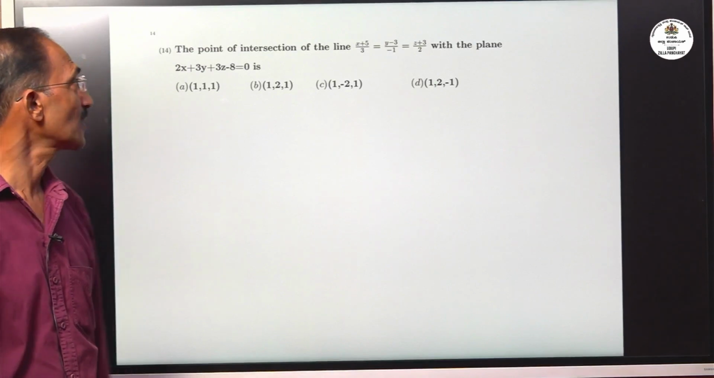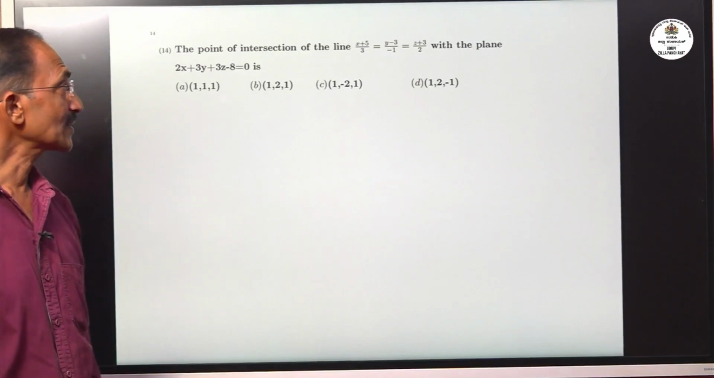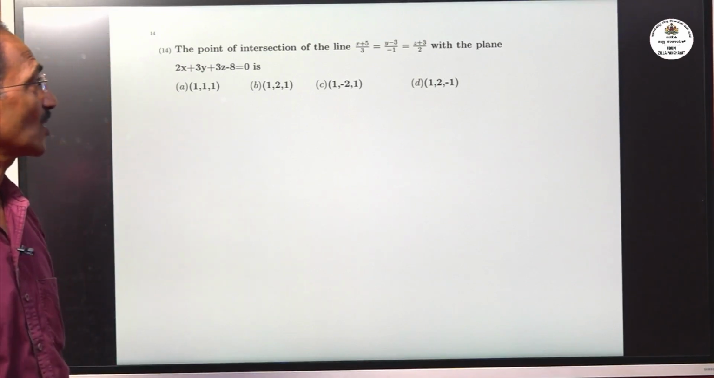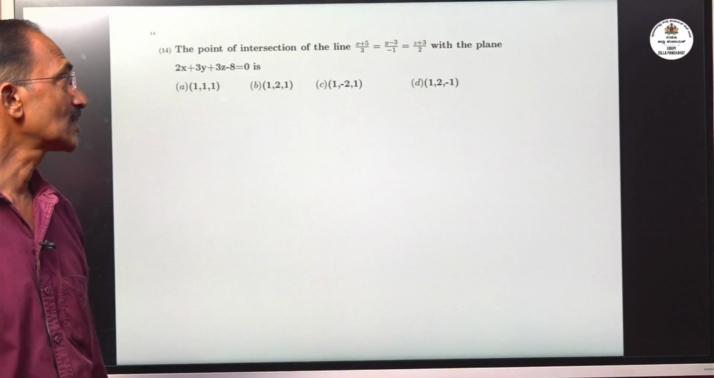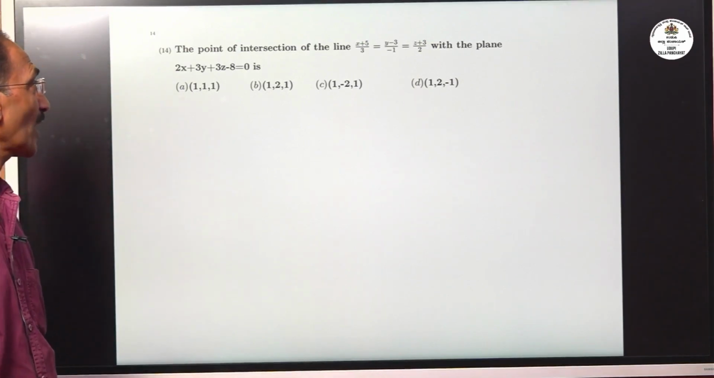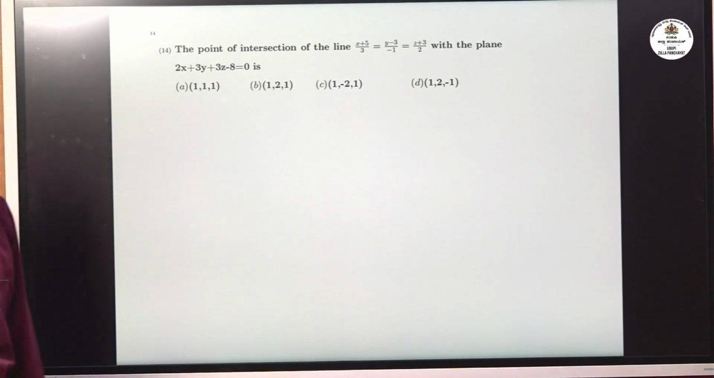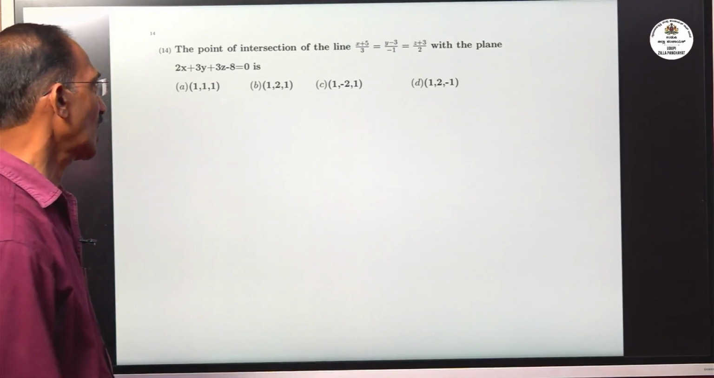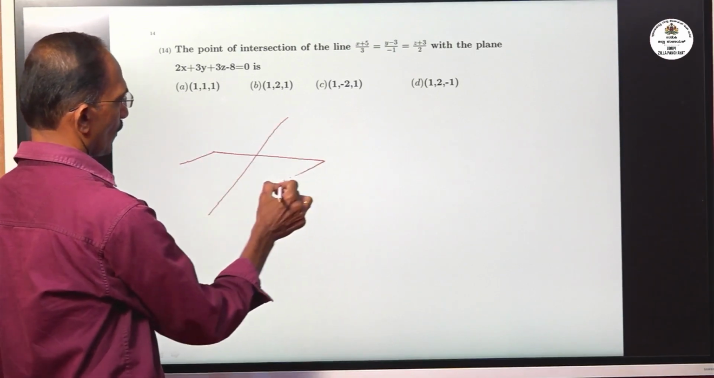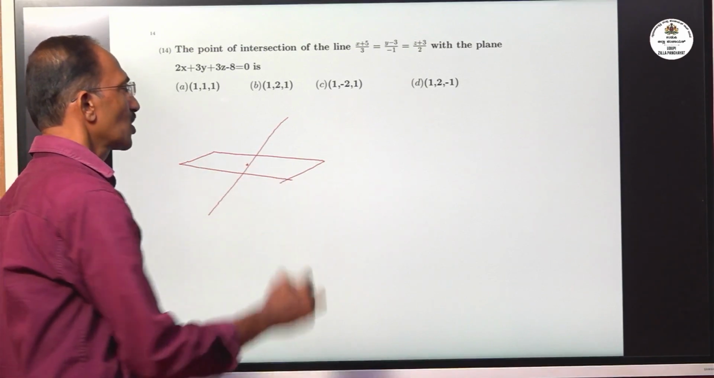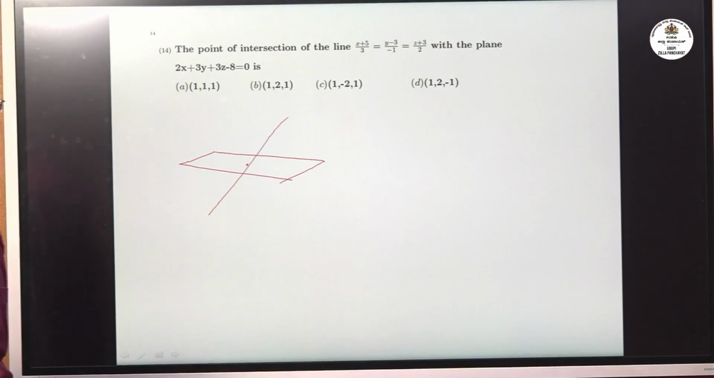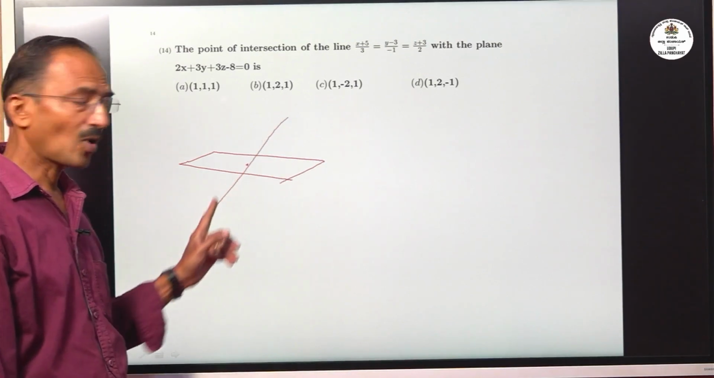Next, question number 14. The point of intersection of the line (x plus 5) by 3, (y minus 3) by minus 1 and (z plus 3) by 2 with the plane 2x plus 3y plus 3z minus 8 equals to 0. So we have a line and the plane, and you have to find the point of intersection. Clearly we want to get a general point on the line.